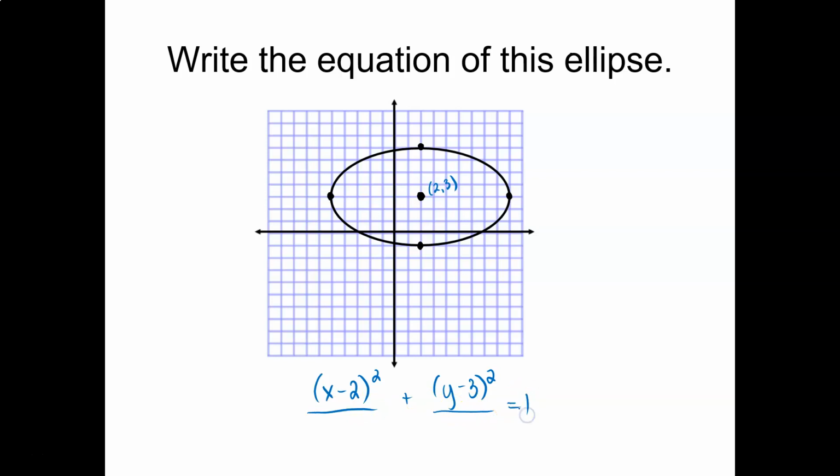Ellipses always equal 1. And so horizontally, we would go to the right 1, 2, 3, 4, 5, 6, 7. 7 squared would give us 49 underneath our x. And then vertically, we would go up 1, 2, 3, 4. So we'd get 16 underneath our y.